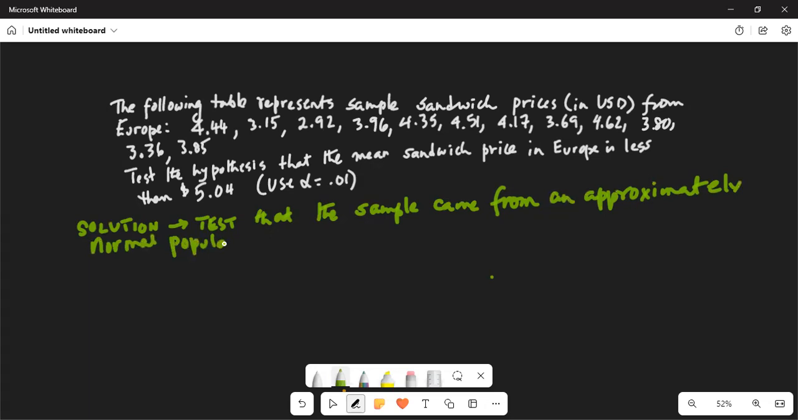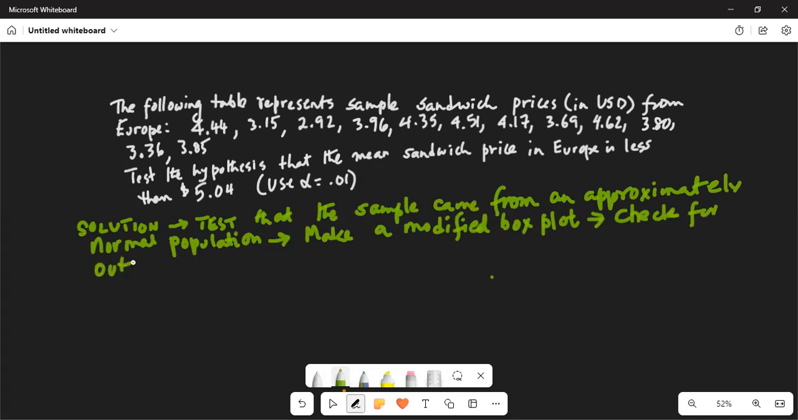How will we do that? We will enter the data in L1 of the calculator and make a modified box plot. Why a modified box plot? Because that shows the presence of any outlier. Check for outliers.